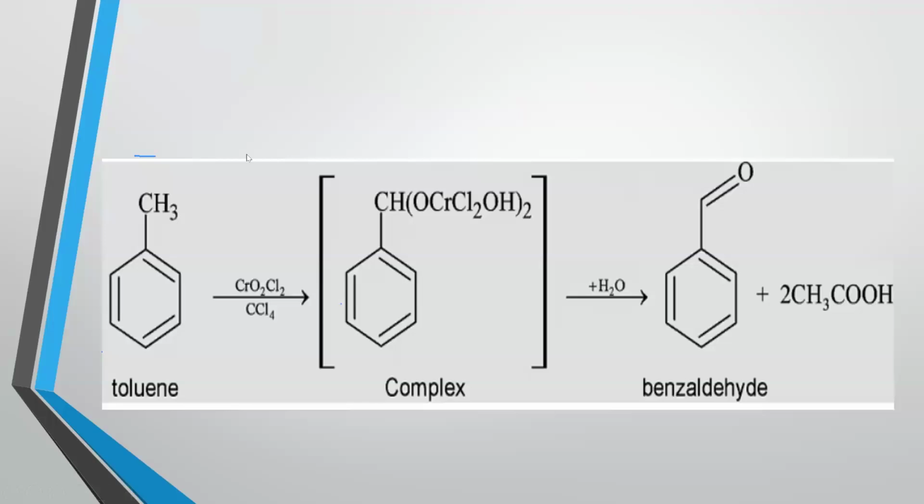Which reaction is this one? Toluene is forming benzaldehyde as a final product. Which reaction is this one? These are all from the previous year GPAT question papers, and also the recent years 2022, 2023, and 2021.